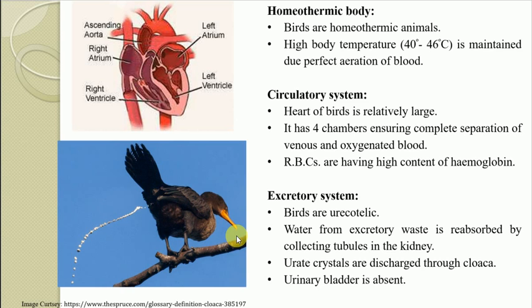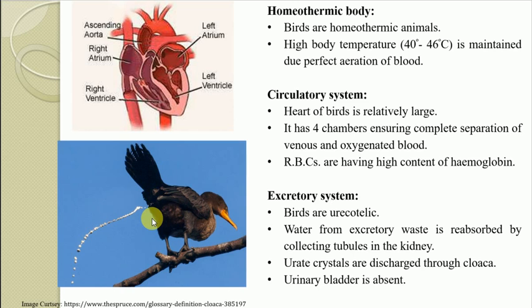In the coprodeum of the cloaca, semi-solid excreta containing insoluble uric acid and urate crystals are discharged through the cloaca periodically. It means they do not store the undigested food material as well as the excretory waste in their body. Once it is formed, it is periodically discharged through the cloacal opening.